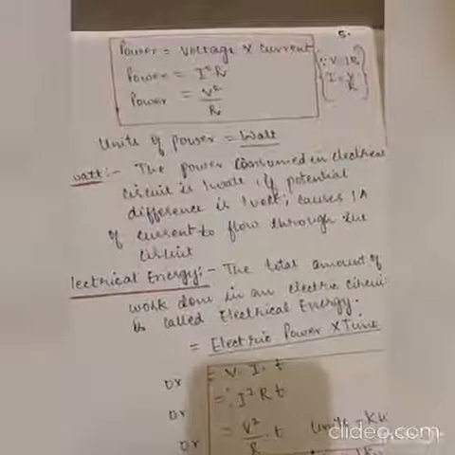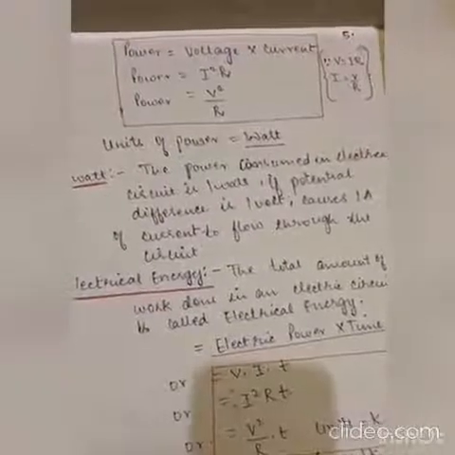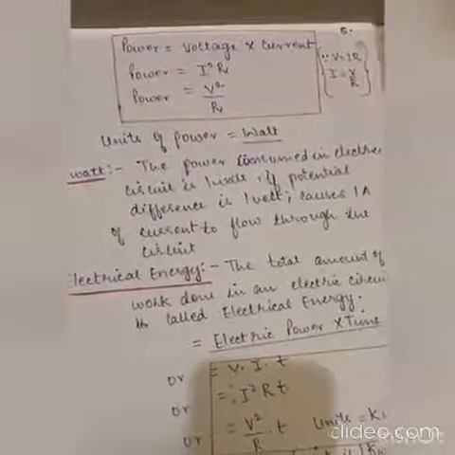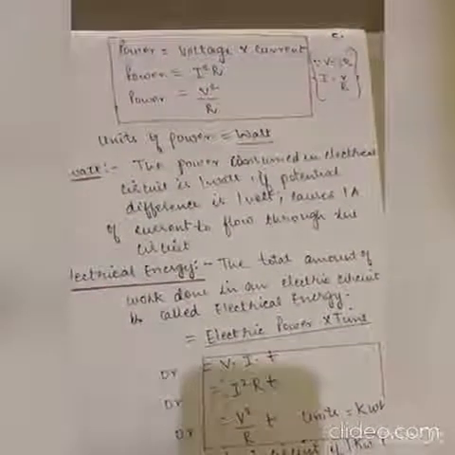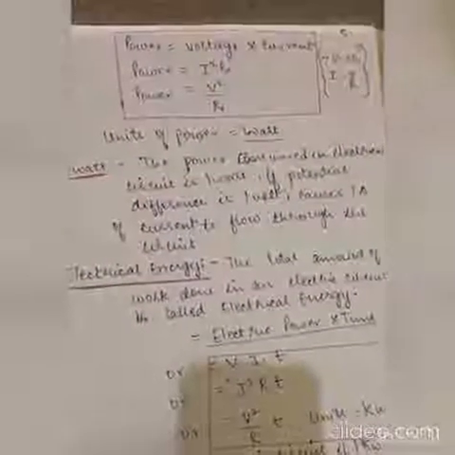Units for energy are kilowatt hour. So how can we define 1 kilowatt hour? 1 kilowatt hour is expended in a circuit if 1 kilowatt of power is supplied for 1 hour.